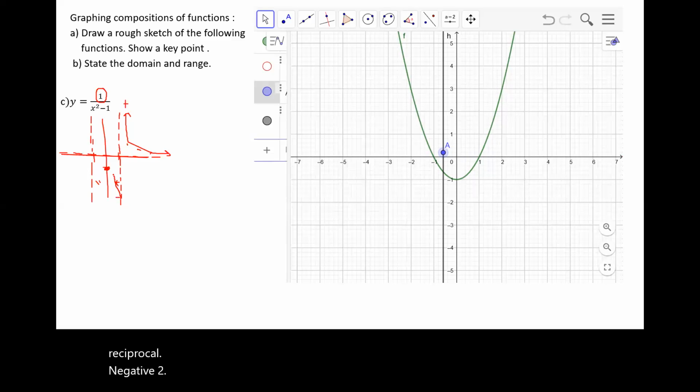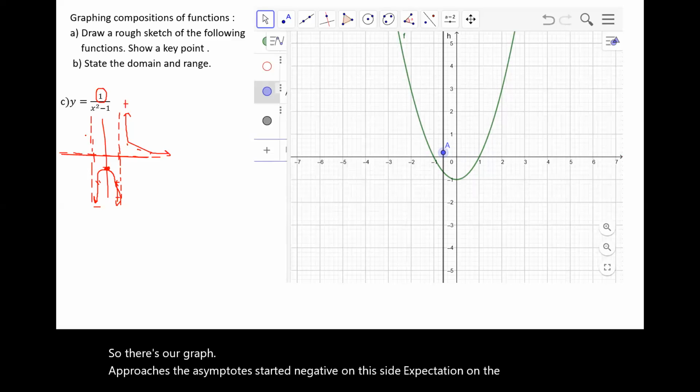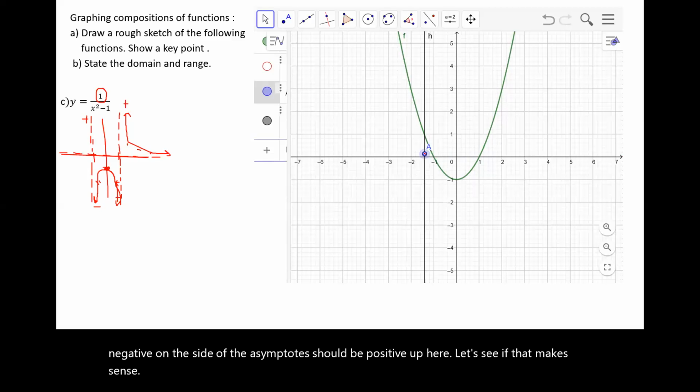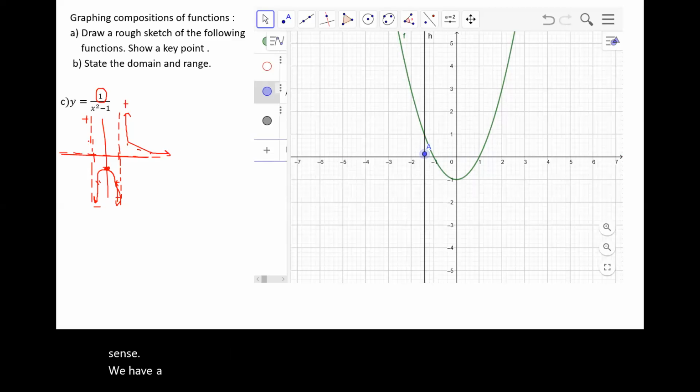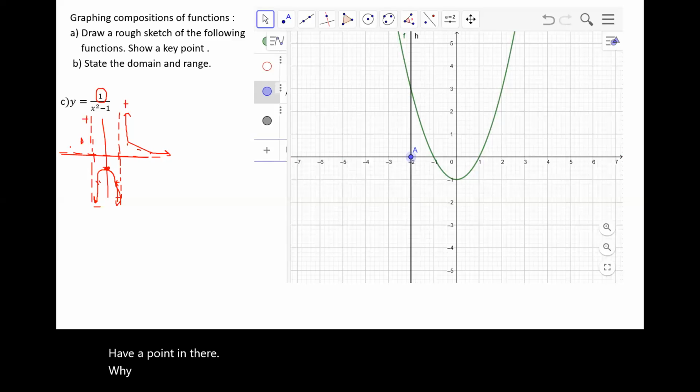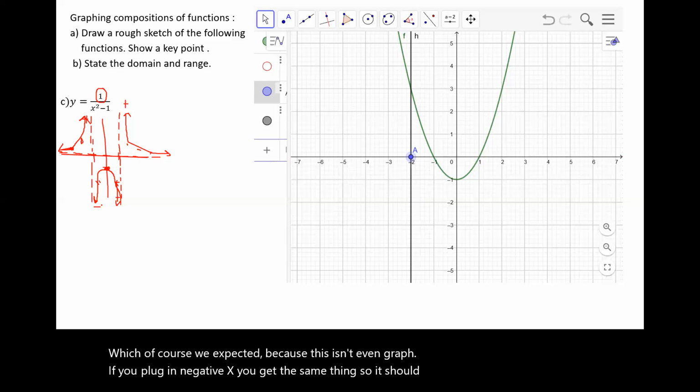So there's our graph. Approaches the asymptote, started negative on this side. Expectation on the other side, we're negative on this side of the asymptote, should be positive up here. Let's see if that makes sense. We have a y value of 1, 1 over 1. Have a point in there. Y value of 3, 1 over 3. Getting the same graph. Which of course we expected because this is an even graph. If you plug in -x, you get the same thing, so it should be symmetric about the axis.